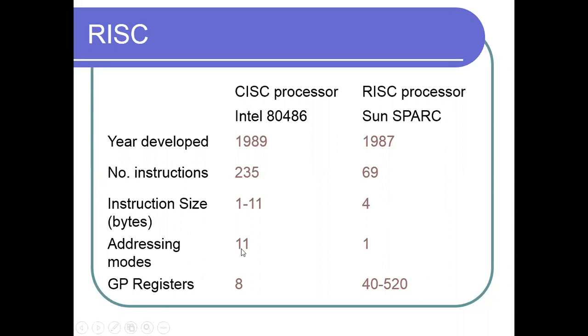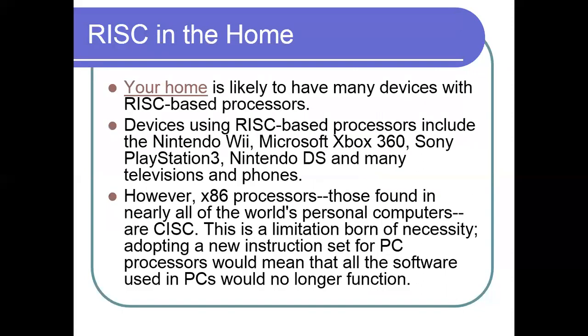Here the number of addressing modes is 11, whereas in the RISC processor only one addressing mode is required. See the general purpose registers, the registers where the data is stored. In the CISC, you only have 8 registers, whereas in the RISC processor, you have 40 to 520 registers. So of course, we are able to see that RISC processors are better than CISC processors.